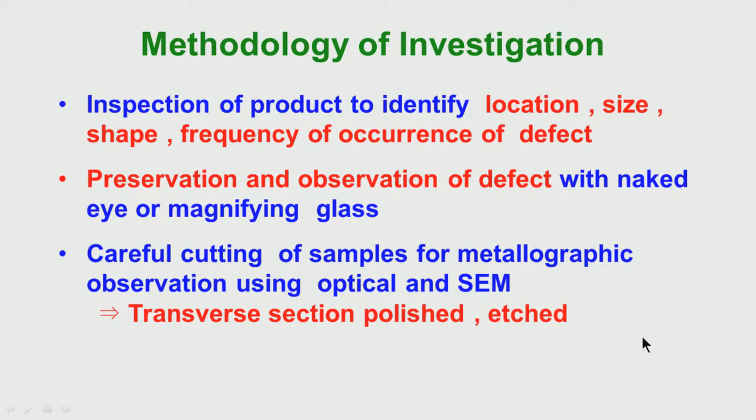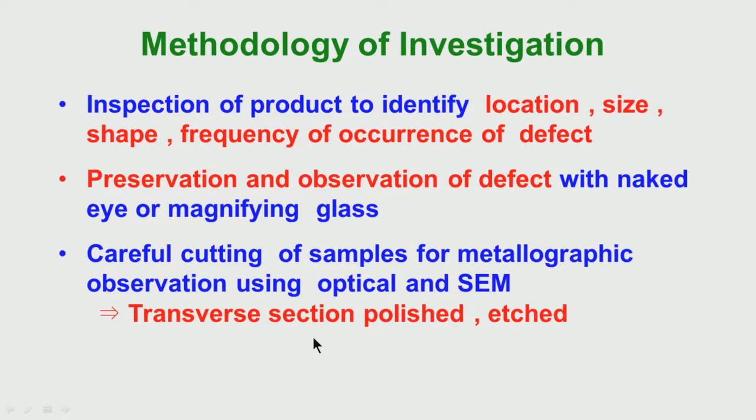Like oscillation marks, I have told you, if you have deep oscillation marks, we are seeing only the deep oscillation mark on the surface, but beneath the surface, we might find there is a crack, there may be some entrapment of mold powder, I mean there can be many issues. So, we must take a transverse section. Wherever we are finding a defect, we must cut a small area of the sample, and the other area should remain as it is, so that maybe in future also we can look at the surface or the defect.